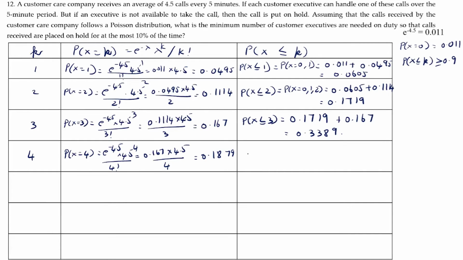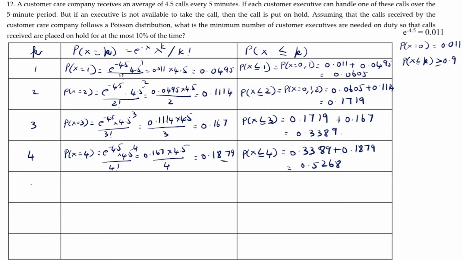Now let us find probability of x less than or equal to 4. So it is nothing but probability of x equal to 0, 1, 2, 3 and 4. We already got probability of x less than or equal to 3, it is 0.3389. So probability of x less than or equal to 4 will be 0.3389 plus probability of x equal to 4, that is this value, 0.1879. When we add these two, we get it as 0.5268. Again, it is not more than 0.9. Still, we have not found k.